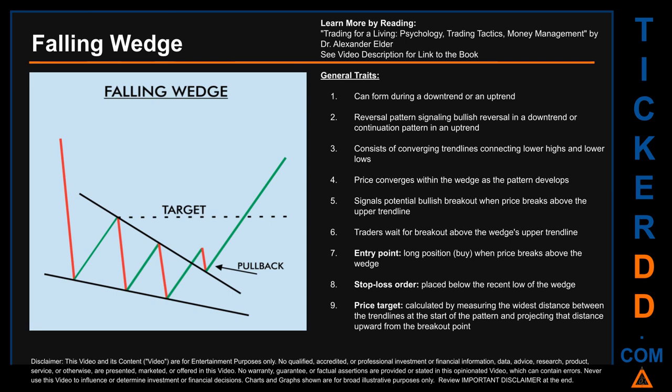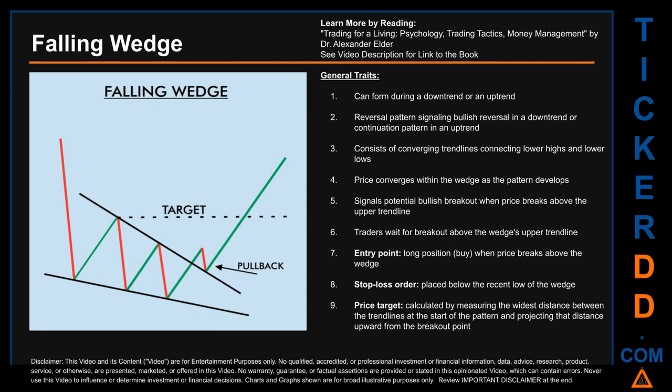Upper trend line. The upper trend line is formed by connecting the lower highs of the price, showing a downward slope. Lower trend line. The lower trend line is formed by connecting the lower lows of the price, also sloping downward but at a less steep angle than the upper trend line. Converging trend lines. The falling wedge pattern is created when both the upper and lower trend lines converge as they extend, reflecting a decrease in selling pressure and potentially leading to a bullish reversal.